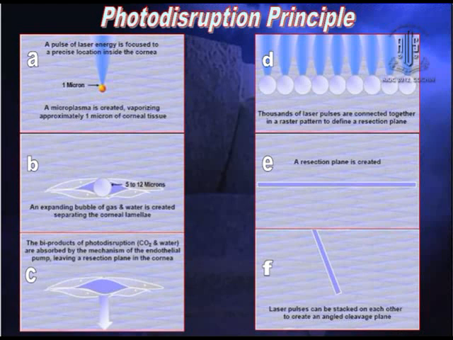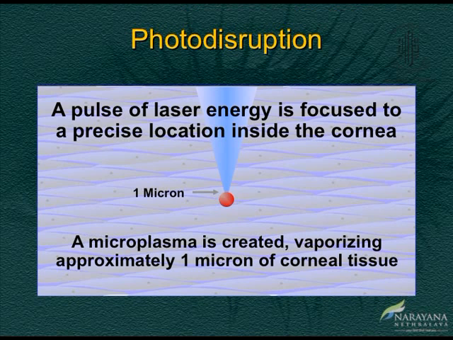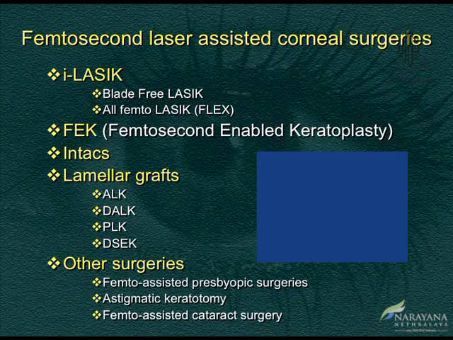This plasma, like our photodisruption principle, expands, creates a plane of dissection, and later on, when the plasma gets converted into carbon dioxide and water, the carbon dioxide gets absorbed by the endothelium as well as the water. The advantage here is these pulses can be stacked together in different orientations, as in you can put them horizontally, vertically, obliquely, in many ways. Because of this, we get a shaped incision, and we can do multiple plane incisions.